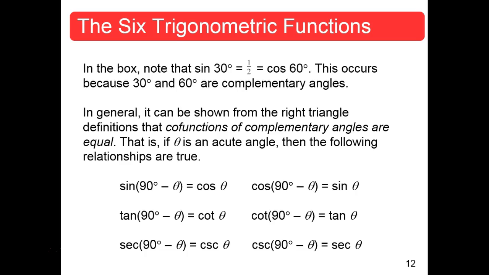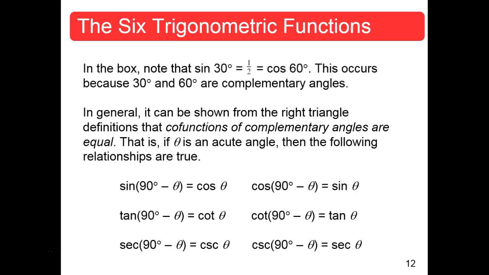Okay? Tangent of 90 minus theta is the cotangent of theta. Cotangent of the complementary angle is the tangent of theta. Secant of the complementary angle is cosecant of that angle, and the cosecant of the complementary angle is the secant of that angle. So all those go back and forth.